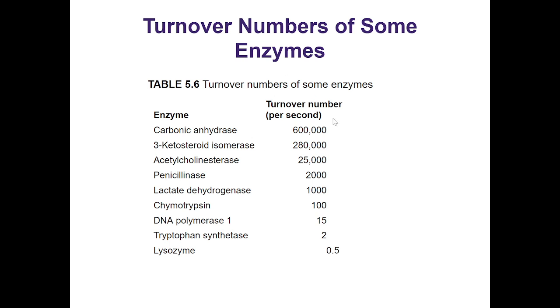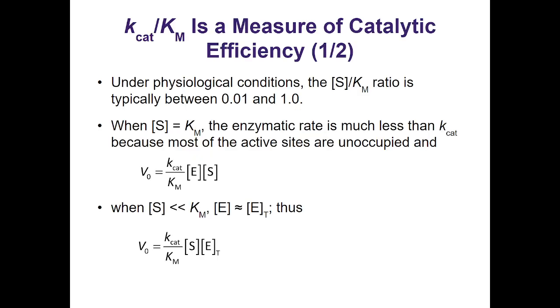So the turnover numbers of some of the enzymes are right here. These are how many times it would produce product per second. Notice our carbonic anhydrase has a 600,000 turnover, which is pretty massive, right? Whereas our lysozyme has a much, much smaller one. DNA polymerase 1 only has a turnover of 15 per second, which is still pretty fast if you think about it. Faster than your eyes. Your eyes have a turnover of 5 per second, if you're curious.